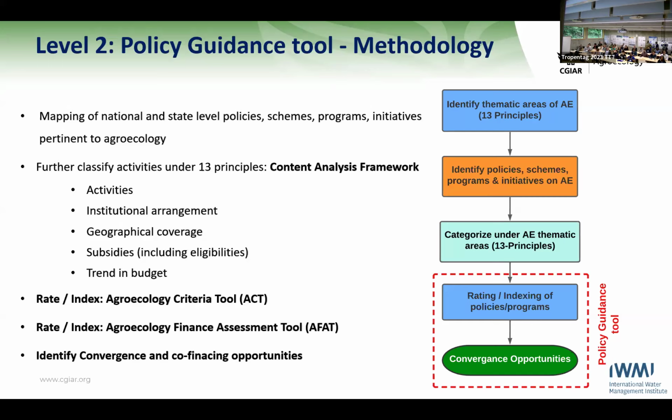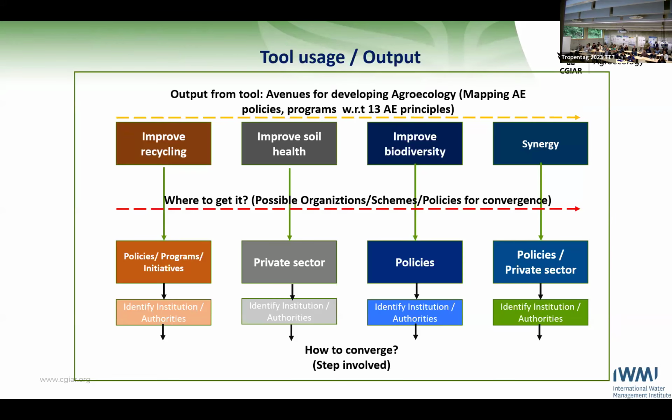Activities, what are the activities? What is the institutional arrangement, subsidies, trend in budget. And finally, we have categorized, using the agroecology criteria tool and financial assessment tool, to rate the policies on this agroecological index. So the usage of the tool is, in the earlier map I showed, we know which are the regions we want to adopt agroecological practice or natural farming.